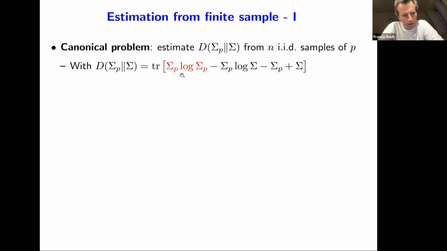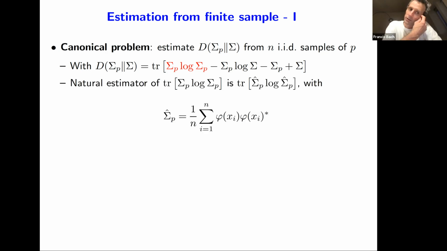What I will focus on now is, can I compute this in polynomial time if sigma p is known only through n samples? A more natural estimator, which you can directly think of, is to replace sigma p by the empirical covariance matrix, or here covariance operator, which is defined here. So you sum over all the data the rank 1 operators. And it turns out that this is enough.